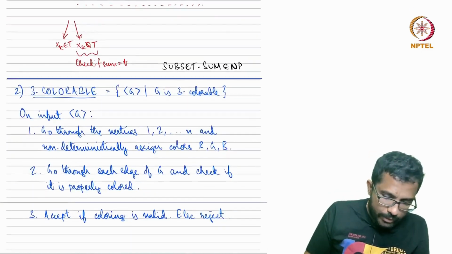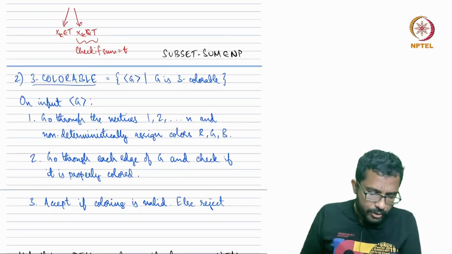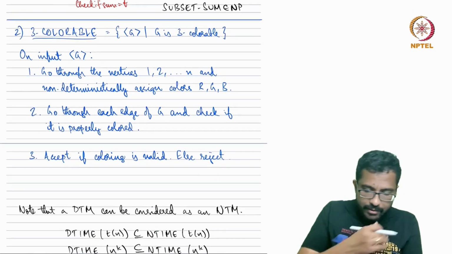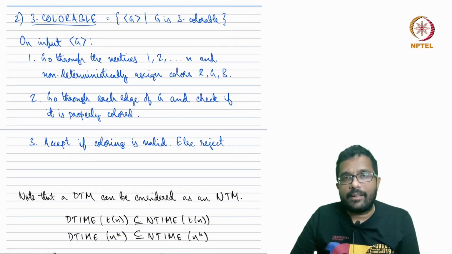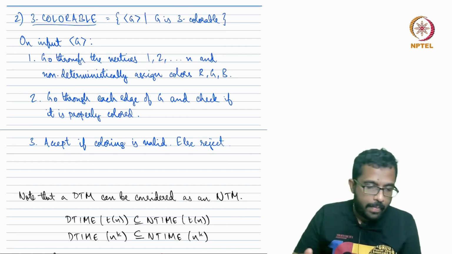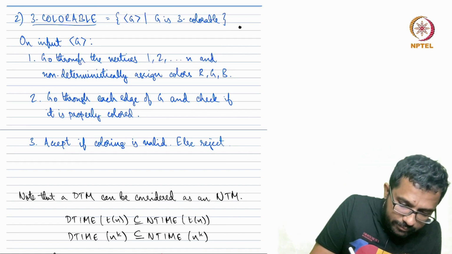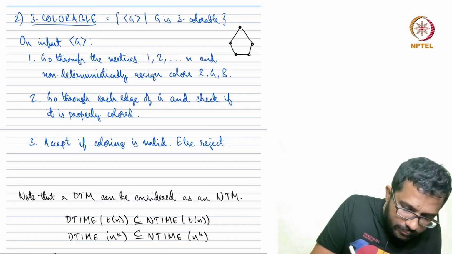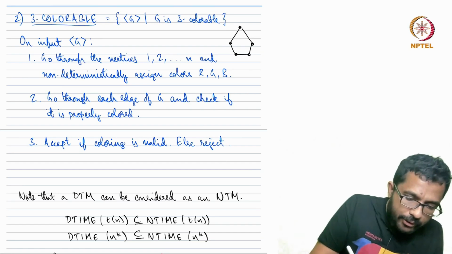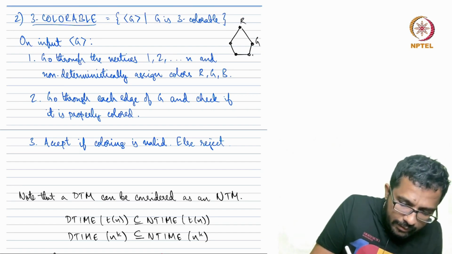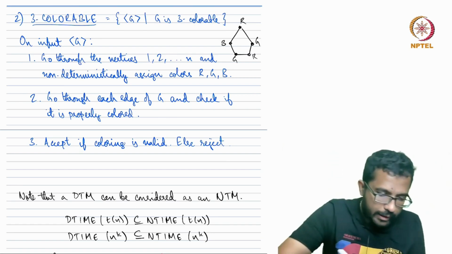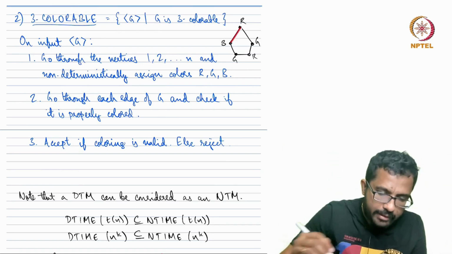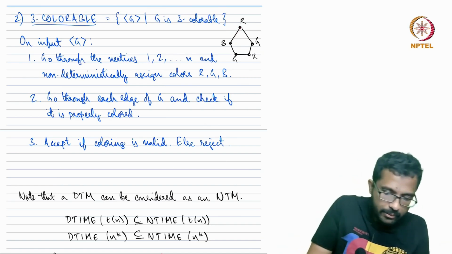Okay. So the next language is 3-colorable. What is 3-colorable? Given a graph, we are asking whether it can be colored using 3 colors. Maybe one example is this. So this is a yes instance. This graph can indeed be colored using 3 colors, let's say red, green, blue, right? If you look at any edge, the endpoints do not share the same color. So that is the requirement.